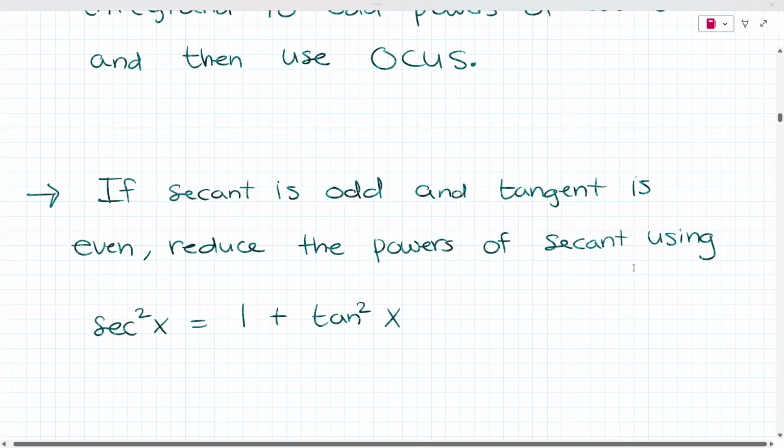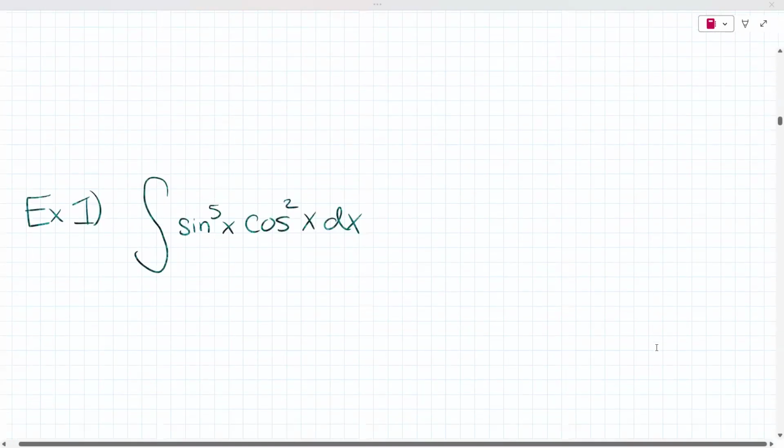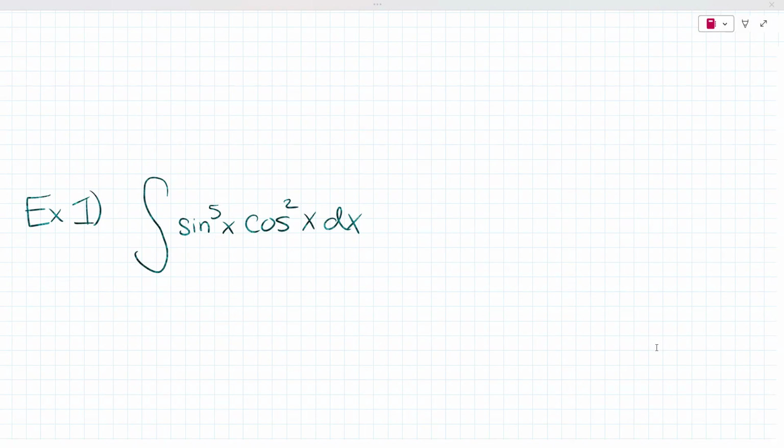If secant is odd and tangent is even, reduce the powers of secant using secant square of x equals 1 plus tan square of x. Okay, let's use those rules to do example one. So yeah, let's do example one.